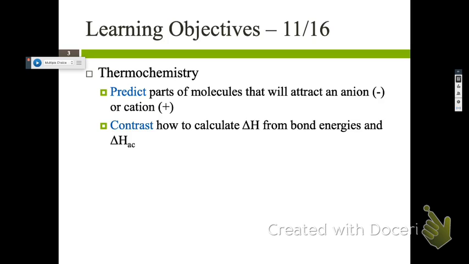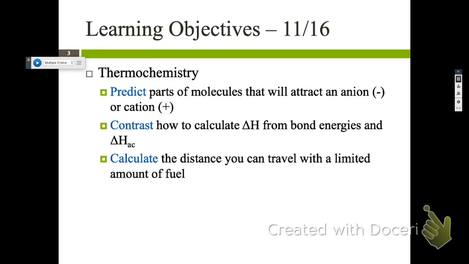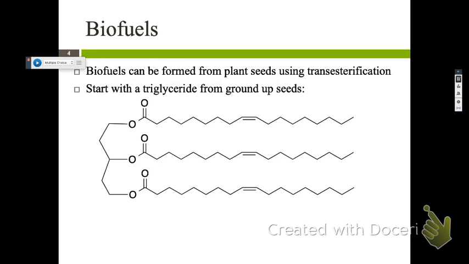All right, and then we're going to spend a bit of time thinking about how to calculate the change in enthalpy of a reaction from atomic combination, but also from individual bond energies. And then the last part of class, we're going to determine how much distance you can travel, thinking about a combustion reaction and how much fuel we have, how much energy is transferred, all those kinds of things. So we're bringing that all together.